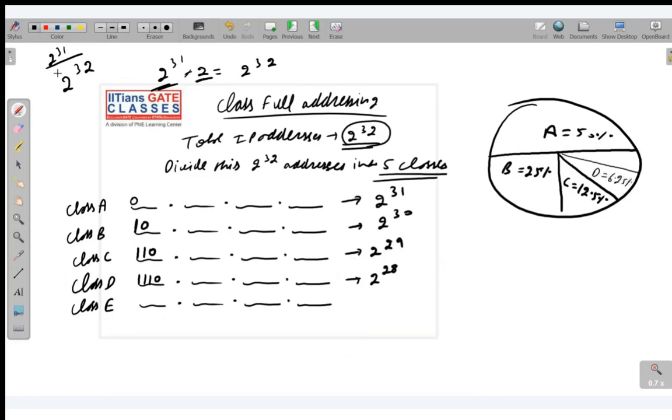And for class E, it is 4 ones. So again the same 2 power 28, because 4 bits are reserved. So the same answer: class E will again be 6.25%.